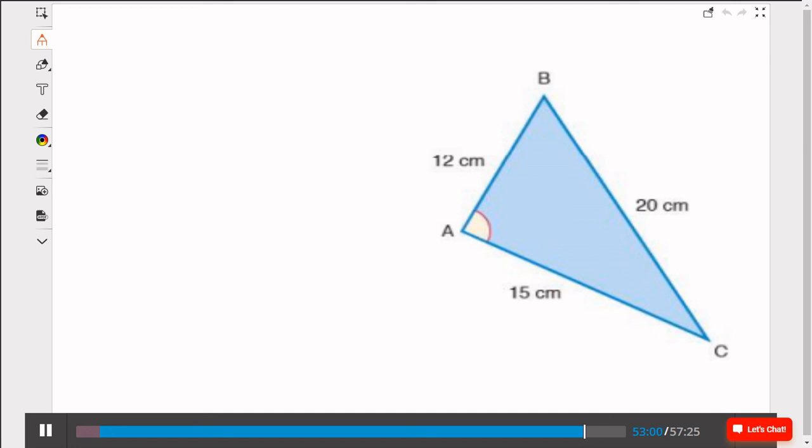You see one thing: if there are three sides and one angle to deal with, it is the cosine rule. And when there are two sides and two angles to deal with, then you apply the sine rule. You can keep that in your mind.